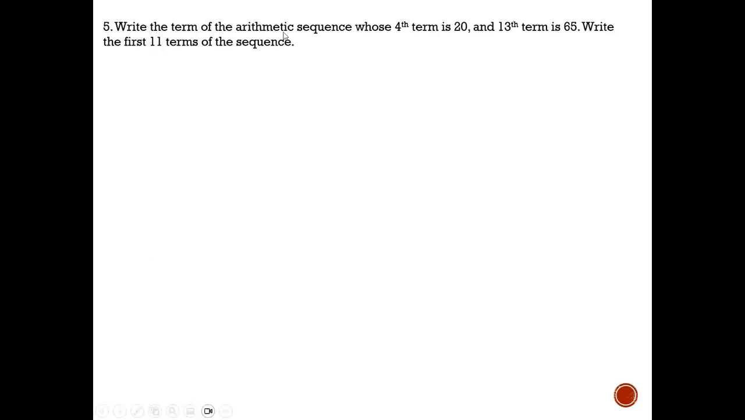Next, write the term of the arithmetic sequence whose fourth term is 20 and 13th term is 65, and then write the first 11 terms of the sequence. Okay, so we're going to need the first term, a sub 1, and the difference. Like in the previous example, we had a sub 1, we had the difference. We were able to get the formula from that.